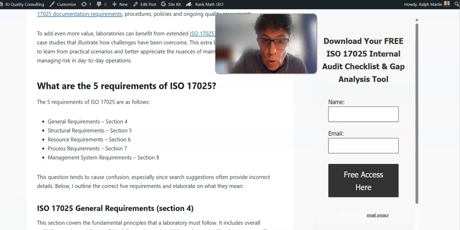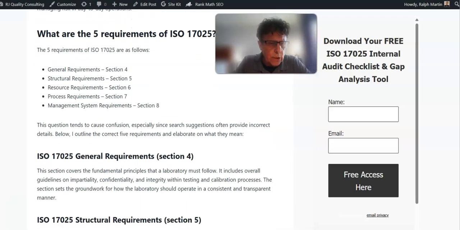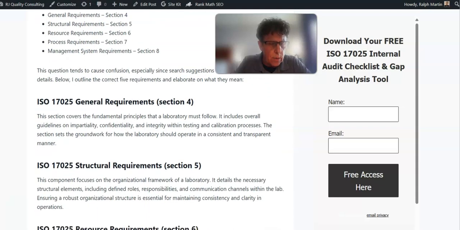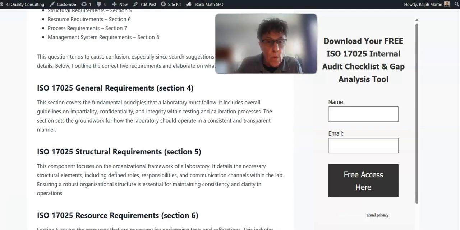You have section 4, which is the general requirements. Section 5 is structural requirements. Section 6 is resource requirements. Section 7 is process requirements. And section 8 is management system requirements. Each of these sections goes into subclauses, which get into more of the details of that section. In this blog post, I've taken each of these sections, broken them down, and talked about what the requirements are.